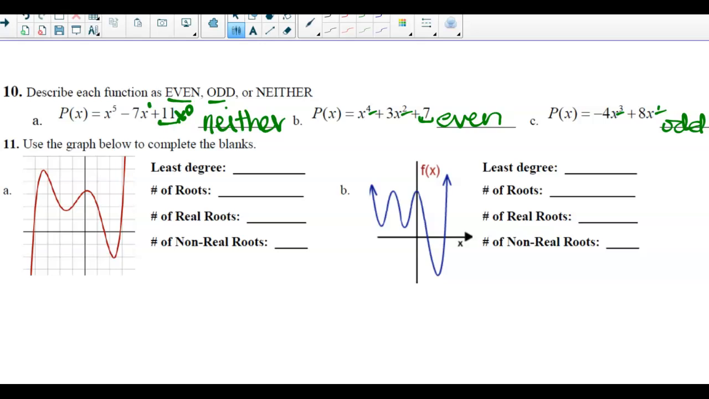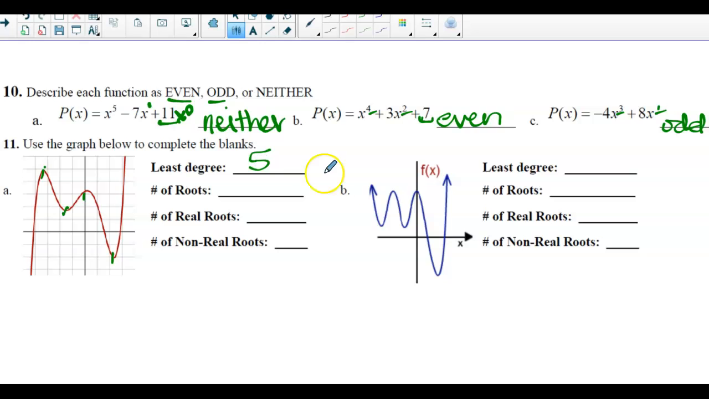Okay, looking at 11 and 12 here. So our least possible degree, again, that goes back to what we know. If the degree, whatever the degree is, it can turn no more than one less than that. So since this graph turns 1, 2, 3, 4 times, all right, since it has 4 turns, the degree must be at least 5, right? Because it has to turn one time less than the degree. So it's got to be at least 5.